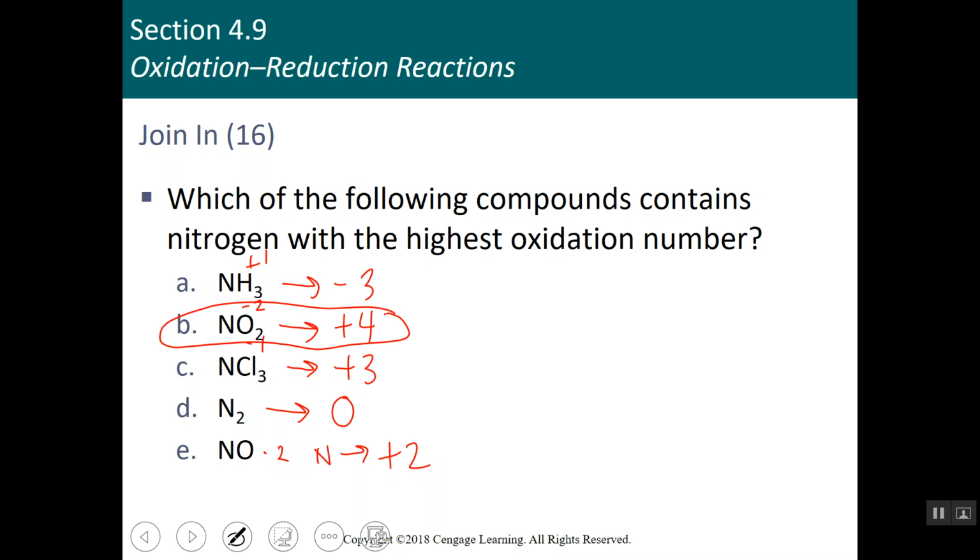I strongly encourage you to go through this particular example on your own, because I do see this a lot in the question bank. All right, that ends lesson 4.9. Next lesson will be about balancing redox reactions.